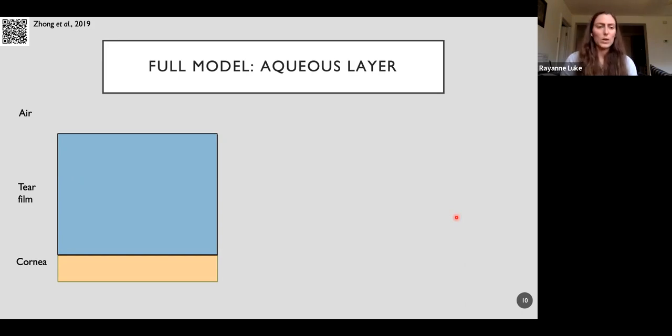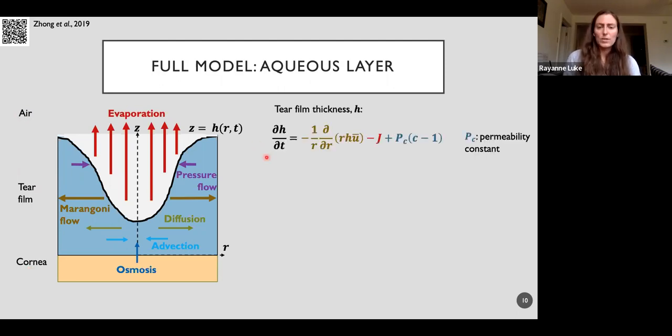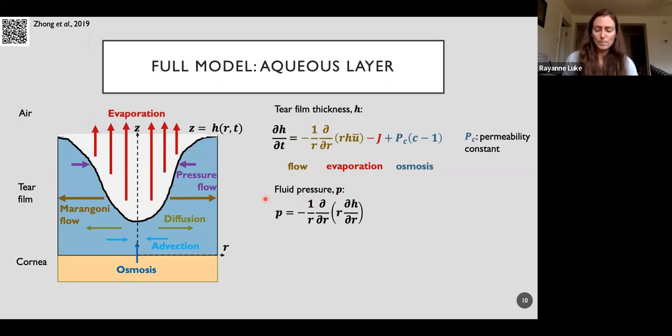So we'll begin with the aqueous layer. Here we have the tear film, the air, and then the cornea. So here's a pictorial representation of the model, and now let me explain everything. We have an evolution equation for the tear film thickness or height. It's governed by evaporation, flow, and osmosis. So that's water being added from the cornea. The pressure of the fluid is related to the curvature of the tear film.